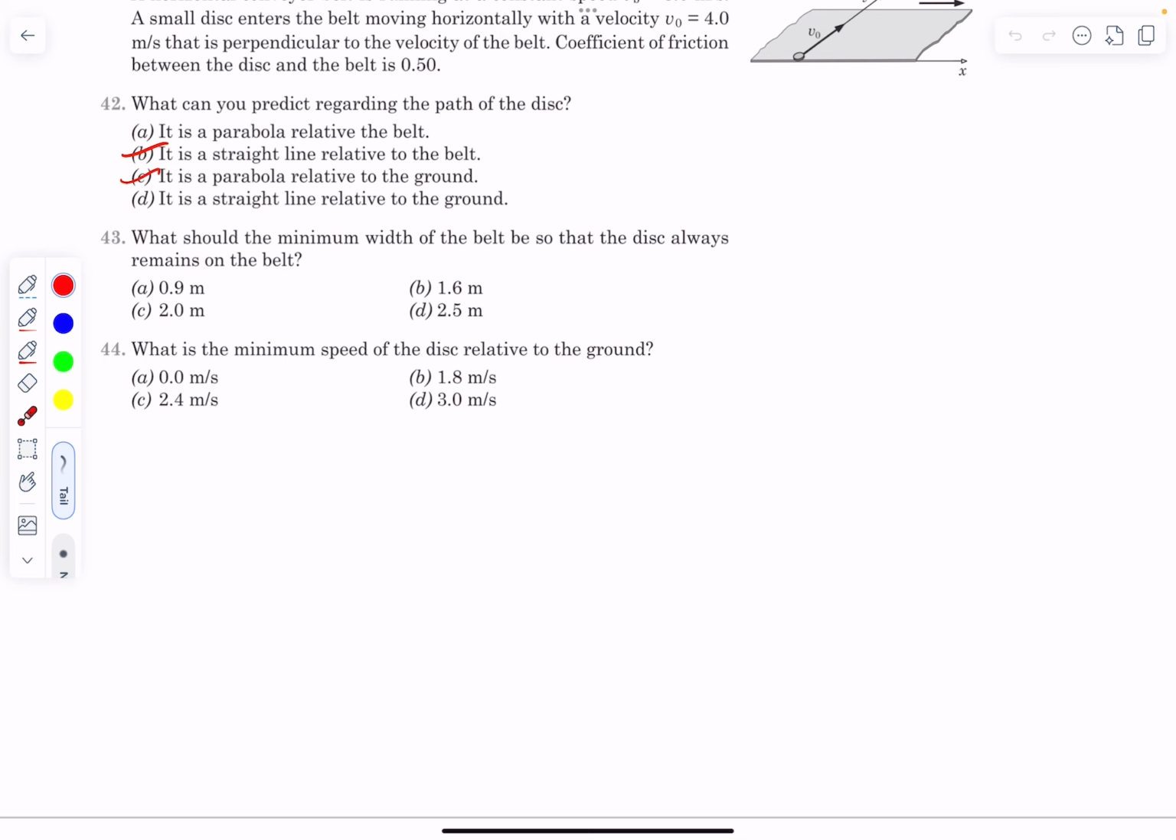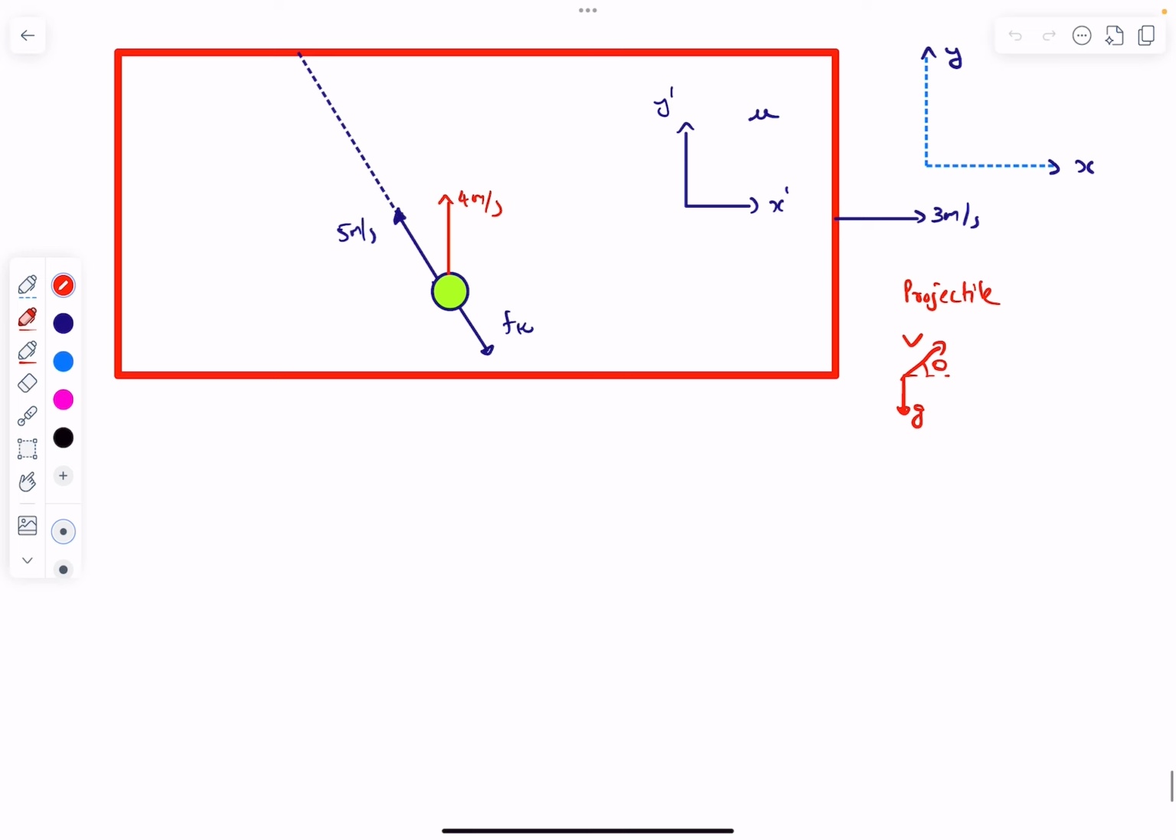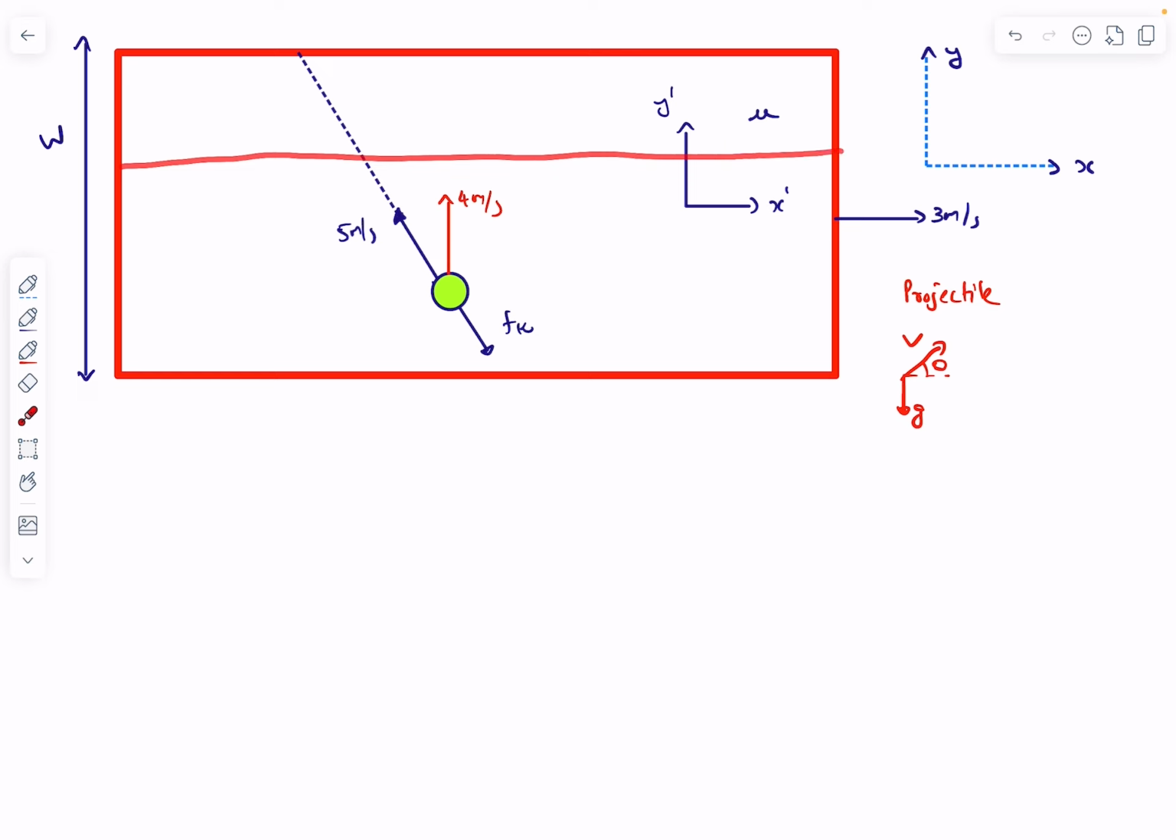Now we have to talk about the minimum width of the belt so that the disc always remains on the belt. Okay, so now what's the width? So this is the width of the belt. Let's call it W. So they're saying, what should this W be so that the disc doesn't fall off? Okay, so this is pretty intuitive. If we keep the belt pretty small, there might be some case in which the velocity is so fast that it falls off the belt, right? Okay, so now you guys can imagine.